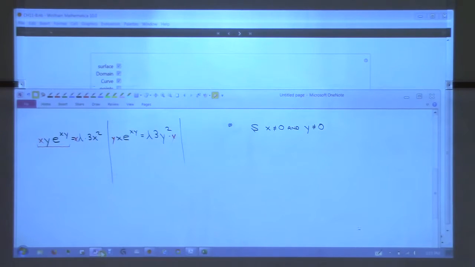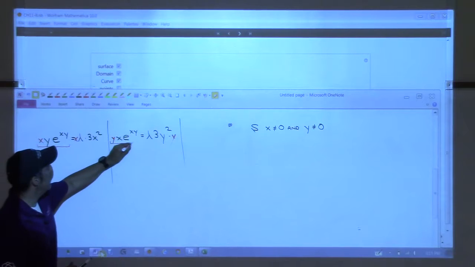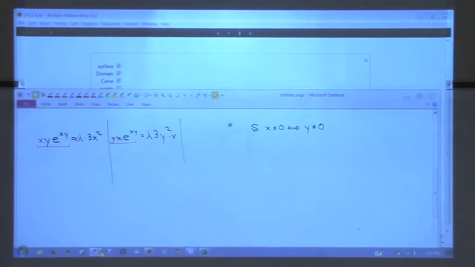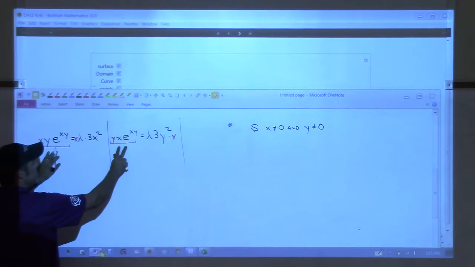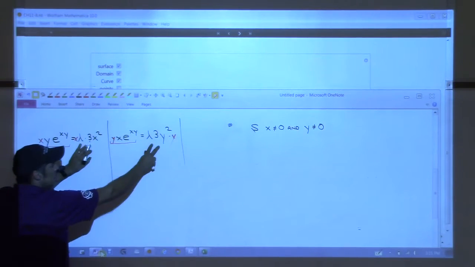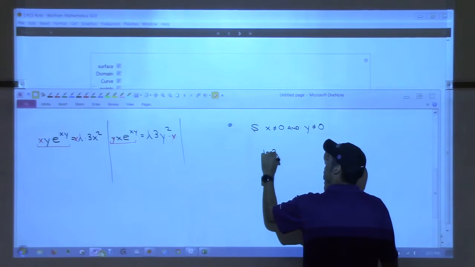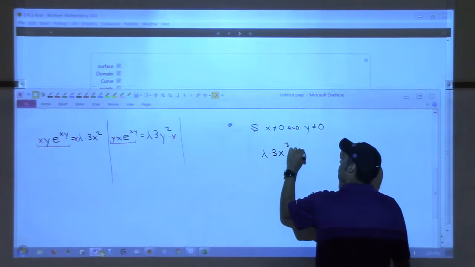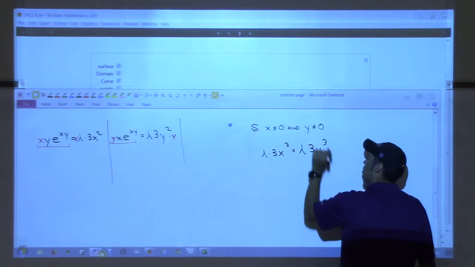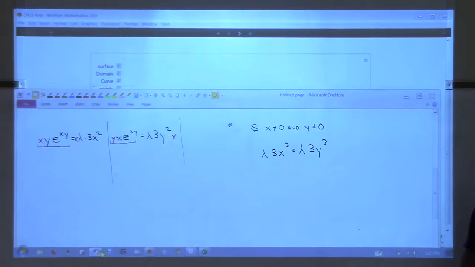Xy, e to the xy. And what is this one? Xy, e to the xy, right? They're identical now. And so now, since this is equal to this, these are equal. So then at that point, I can go straight to lambda times 3x cubed equals lambda times 3y cubed, right?